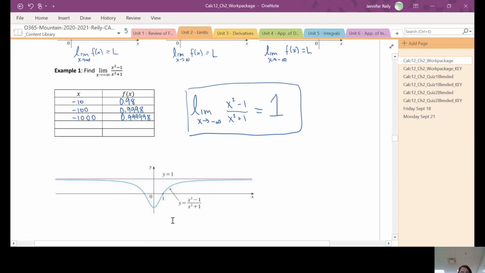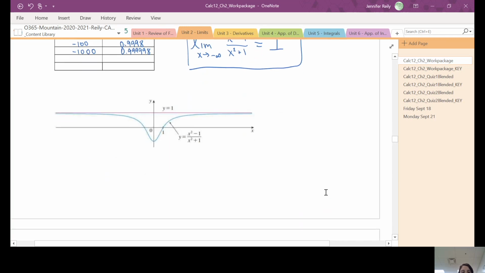And let's have a look at the graph. It's shown down here, and we can see this is true. It approaches 1 as x goes to positive infinity and negative infinity, and 1 is a horizontal asymptote. Okay, let's do some examples.